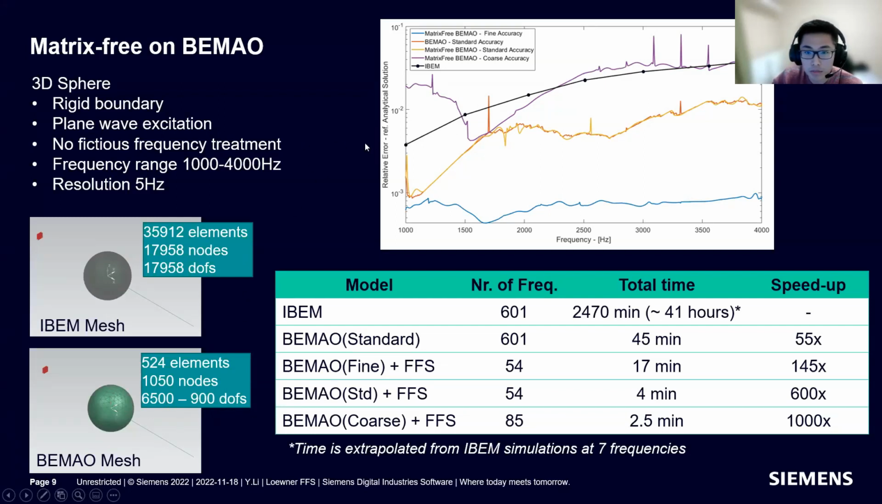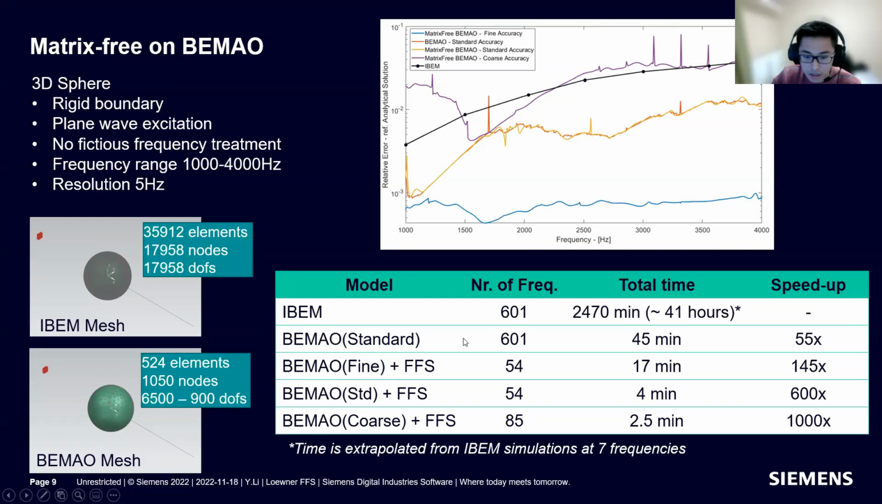So in this case, we compared different setups using BEMAO and BEMAO with matrix 3. If we take 1,000 hertz to 4,000 hertz for this sphere case, with indirect BEM, we end up with roughly 600 simulations. That will be 41 hours running time. And with BEMAO standard, for the same full order model, we can reduce the time to 45 minutes. This is already a great reduction in time.